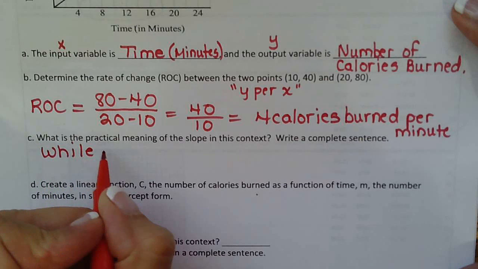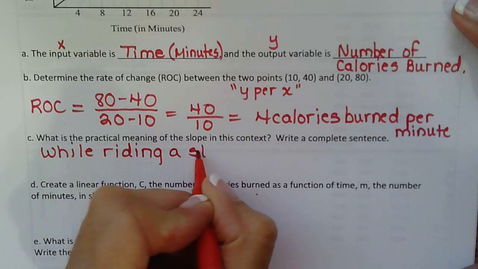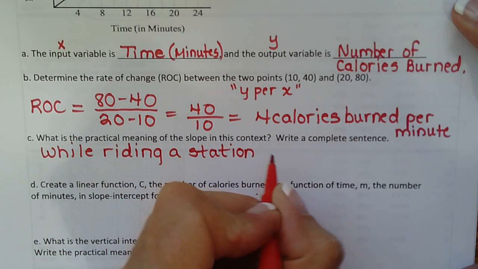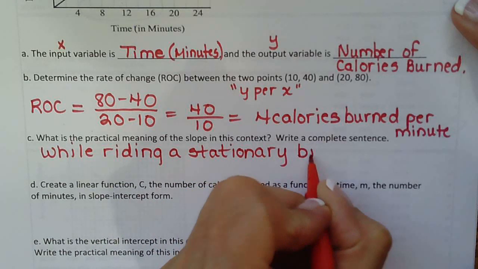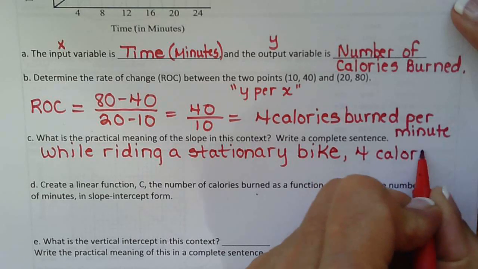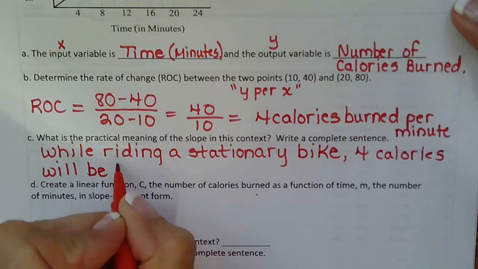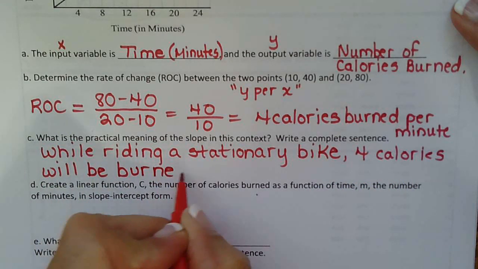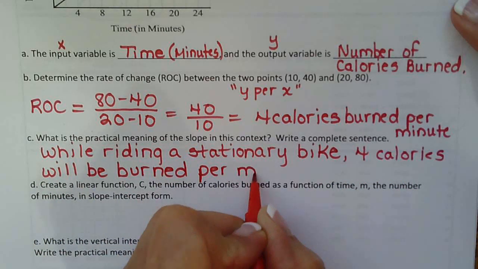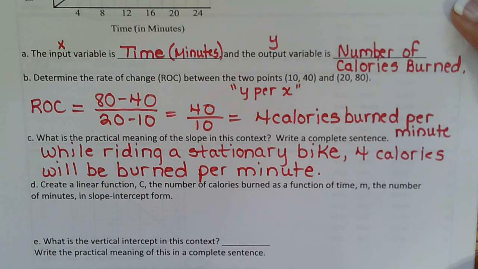While riding a stationary bike, 4 calories will be burned per minute. Sounds good to me.